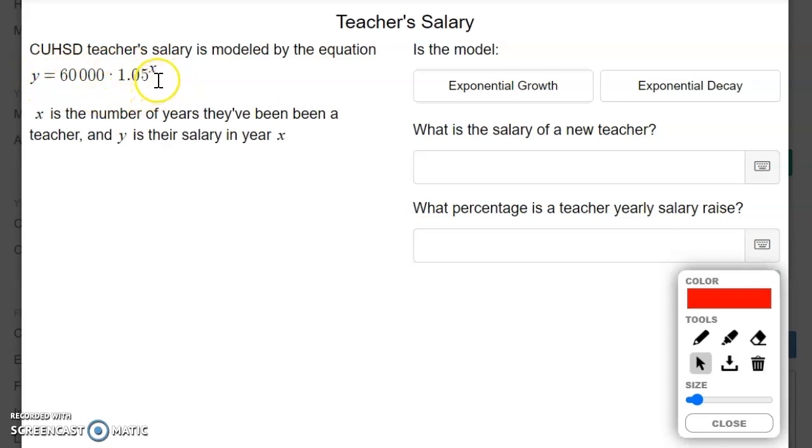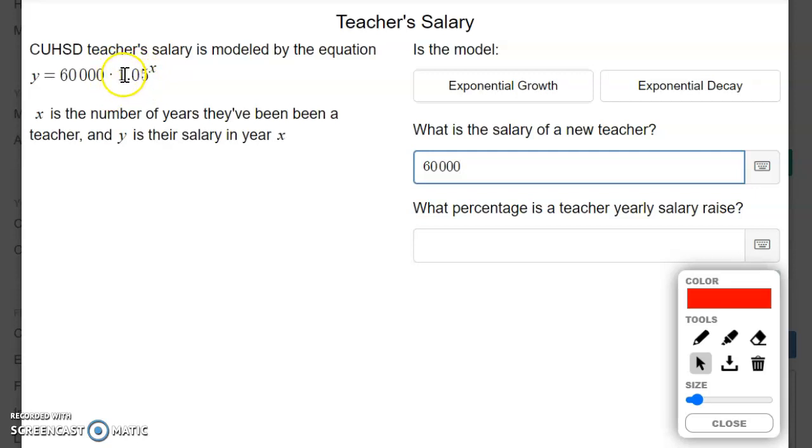That means in year 0, or when X is equal to 0, what is the starting value? The starting value is when a teacher does not have any experience in teaching, when he has 0 years of experience. The starting value is 60,000. So what is the salary of a new teacher? That's going to be 60,000. And then from here, the multiplier is 1.05.